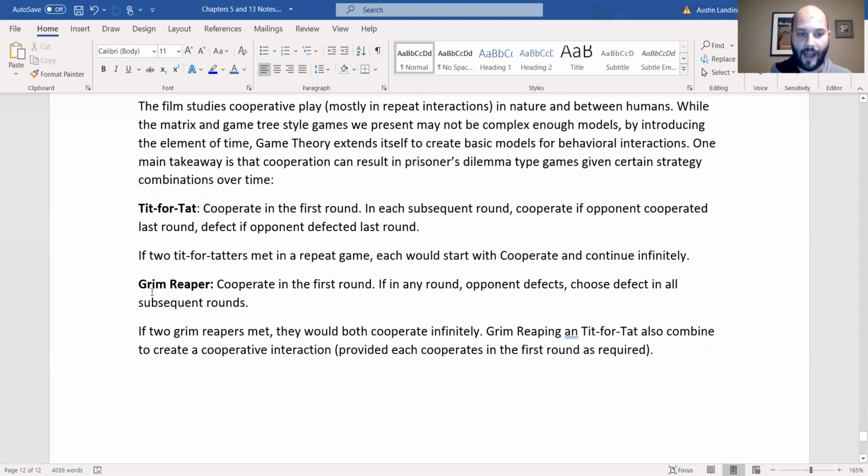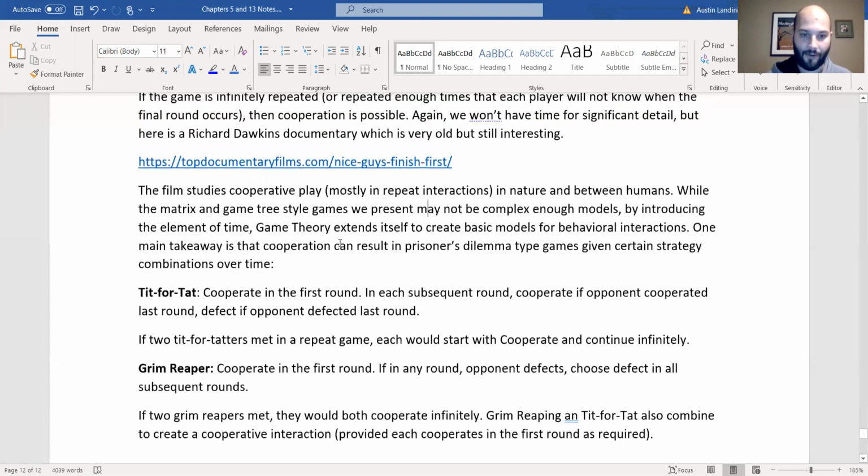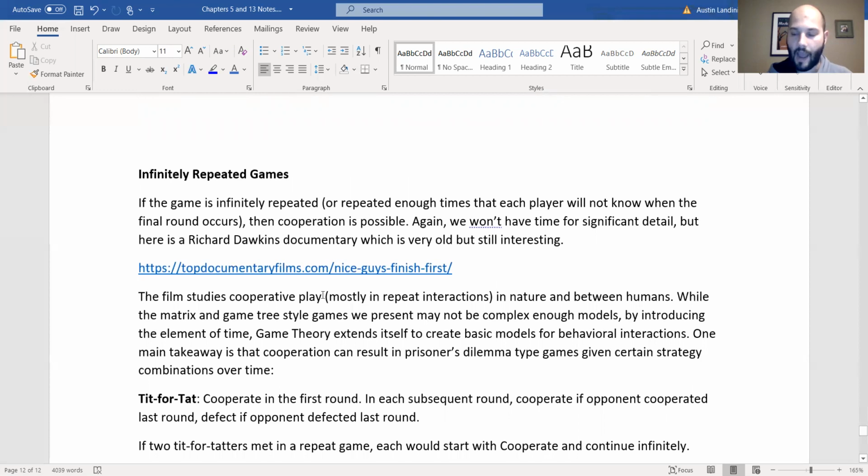Another cooperative type of strategy, although it doesn't sound like it, is a Grim Reaper policy. Sometimes this is how relationships work, but you cooperate in the first round, and then if in any round your opponent defects, you choose defect in all subsequent rounds. But if two Grim Reapers met, they would cooperate in the first round, and because each had cooperated in the previous round, they would cooperate in all subsequent rounds. Again, the documentary I've posted talks about how these types of cooperative strategies evolve in nature and between people over time in these simple game frameworks.